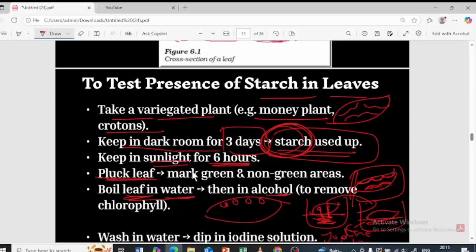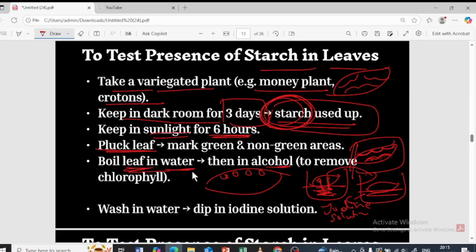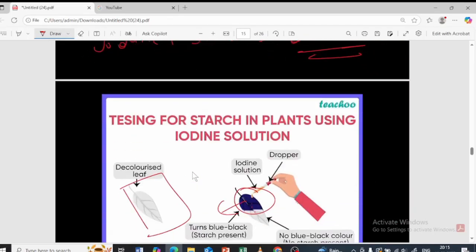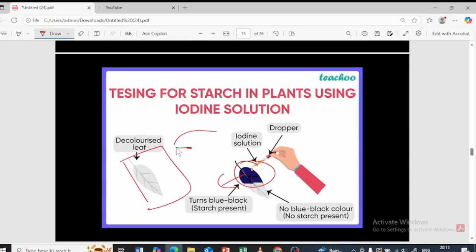Yes, so we will learn how to test for the presence of starch. We are going to take the leaf and keep it in a dark room in order to use up the starch, and then freshly keep it in the sunlight. Then we are going to trace it on paper, and after tracing we are going to dip it in boiling water in order to rupture the chloroplast cells so that the chlorophyll pigment can easily come out.